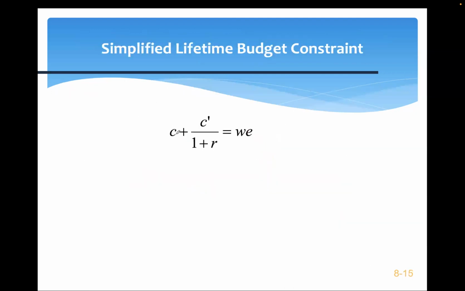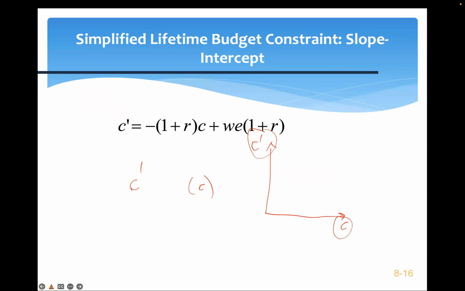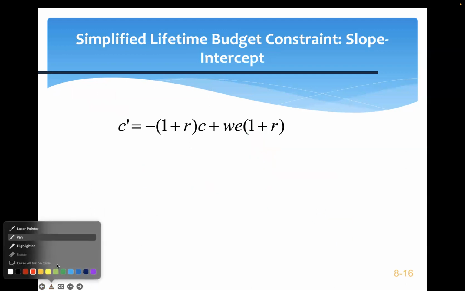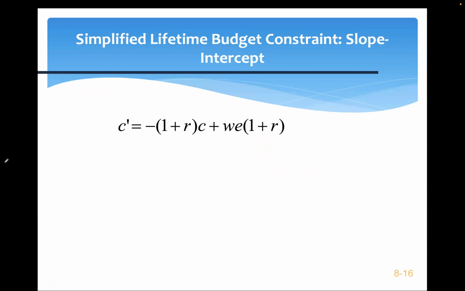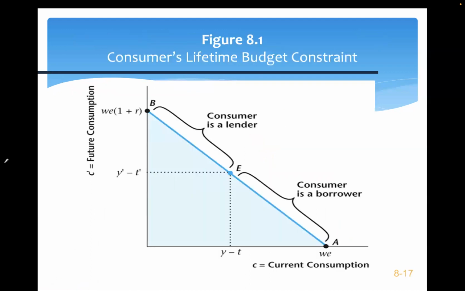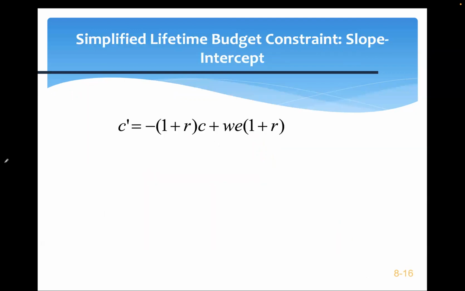So that's why we end up with this equation. But again, this equation is just simple algebra based on the earlier equation, right? Now we are ready to put the consumer's lifetime budget constraint, which is the equation here, into a diagram. Remember, this is C prime as a function of C.